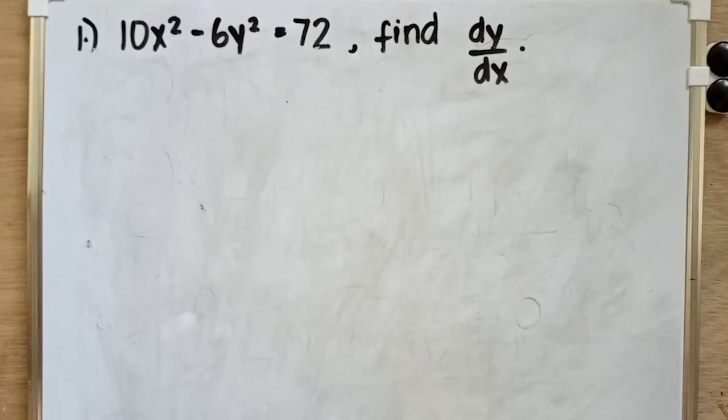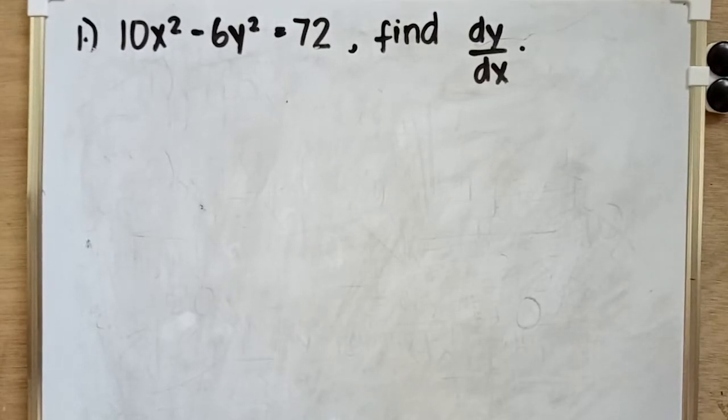These are suggested steps if the given equation is an implicit function of x. First step is to differentiate each term with respect to x, assuming that the other variable is a function of x. Second step, we will simplify the equation in step 1 and solve for the needed derivative. For our example number 1, given 10x squared minus 6y squared equals 72, find dy/dx.